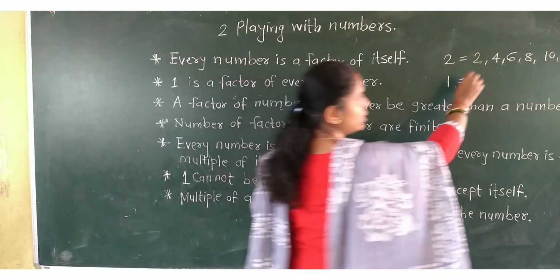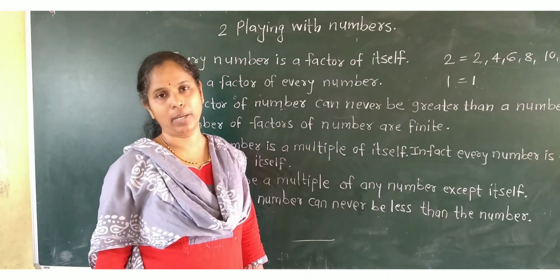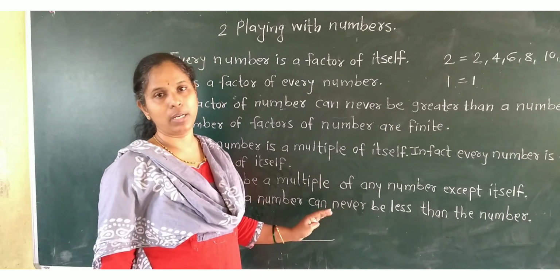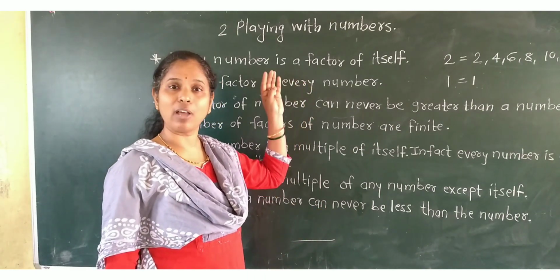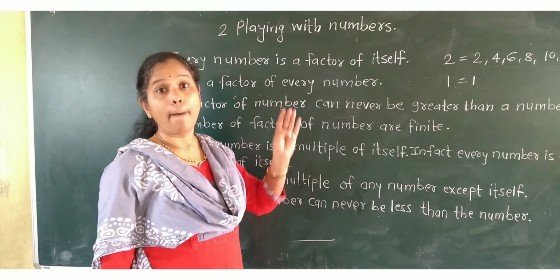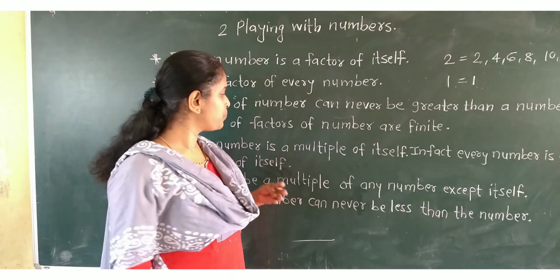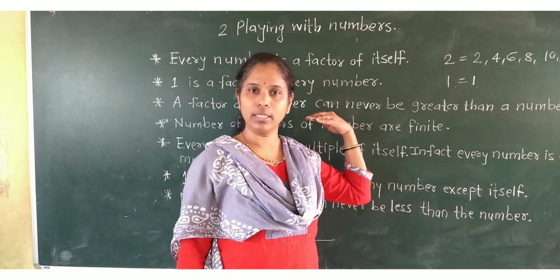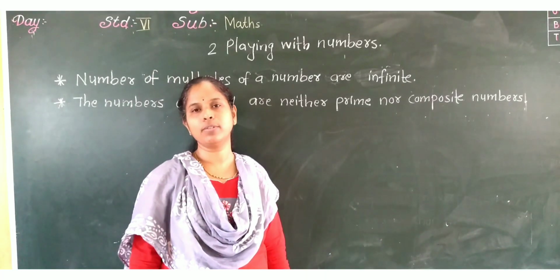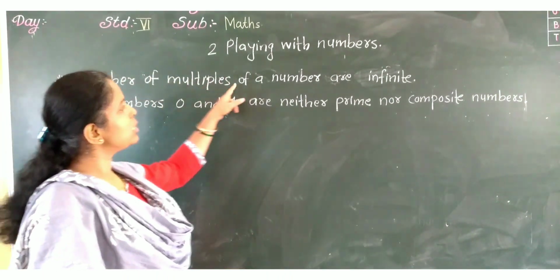Means these multiples are always greater than the given number. They will never be less than the number. Like that, a factor of a given number is always less than the given number, but multiples of a given number are always greater than the given number. Followed? Now the next remaining 2 points we will learn.